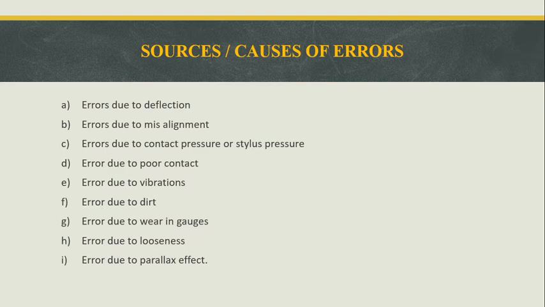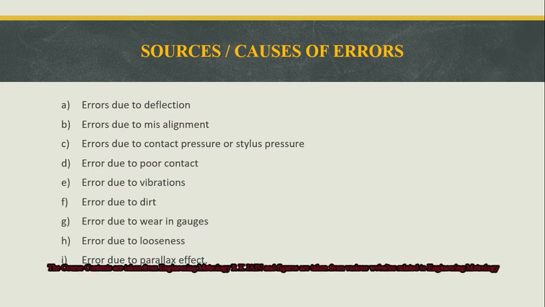Then error due to parallax effect. It is a reading error which is produced when, with the index at a certain distance from the surface of the scale, the reading is not made in the direction of observation provided for the instrument's use. So the parallax error occurs from a wrong way of getting the output. So we should always maintain the correct view on the instrument and find out the value.